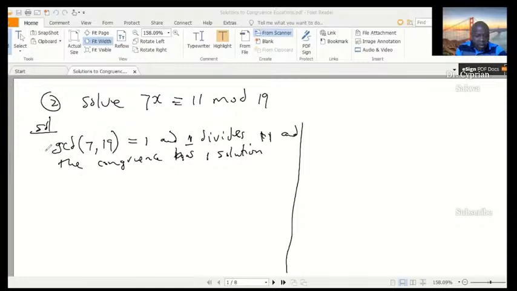So we can now proceed and find a solution to this. Otherwise, we would have stopped at this point. If the GCD did not divide 11, we would have said the system has no solution, and ended our working at that point. Now, let's use the extended Euclid's algorithm.